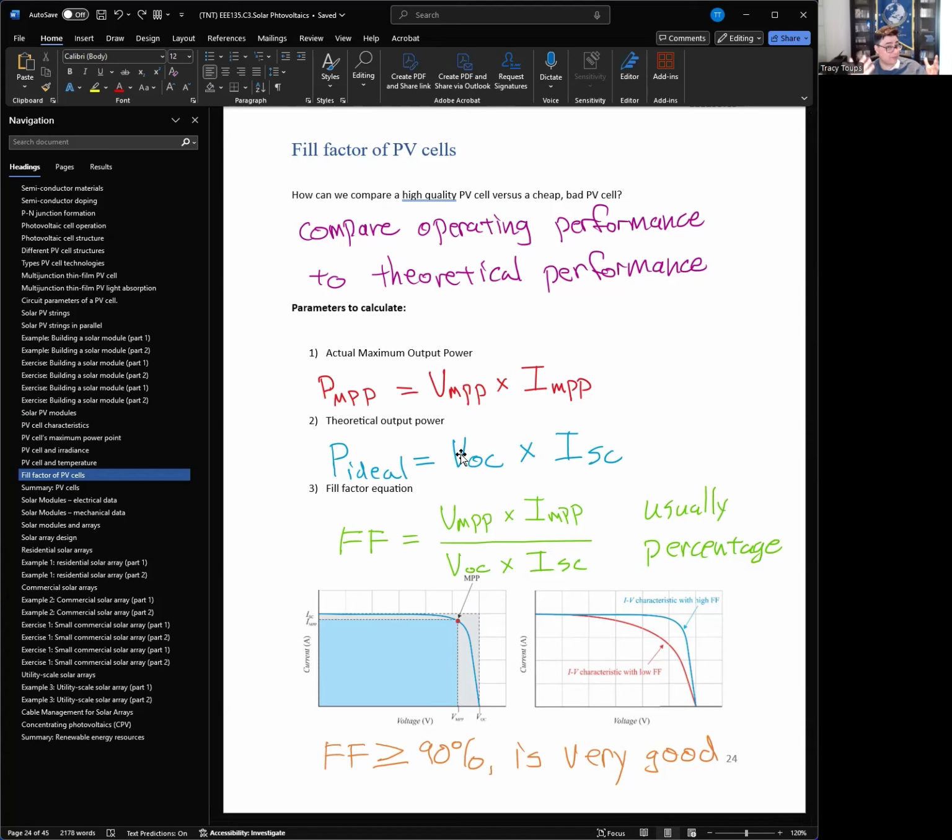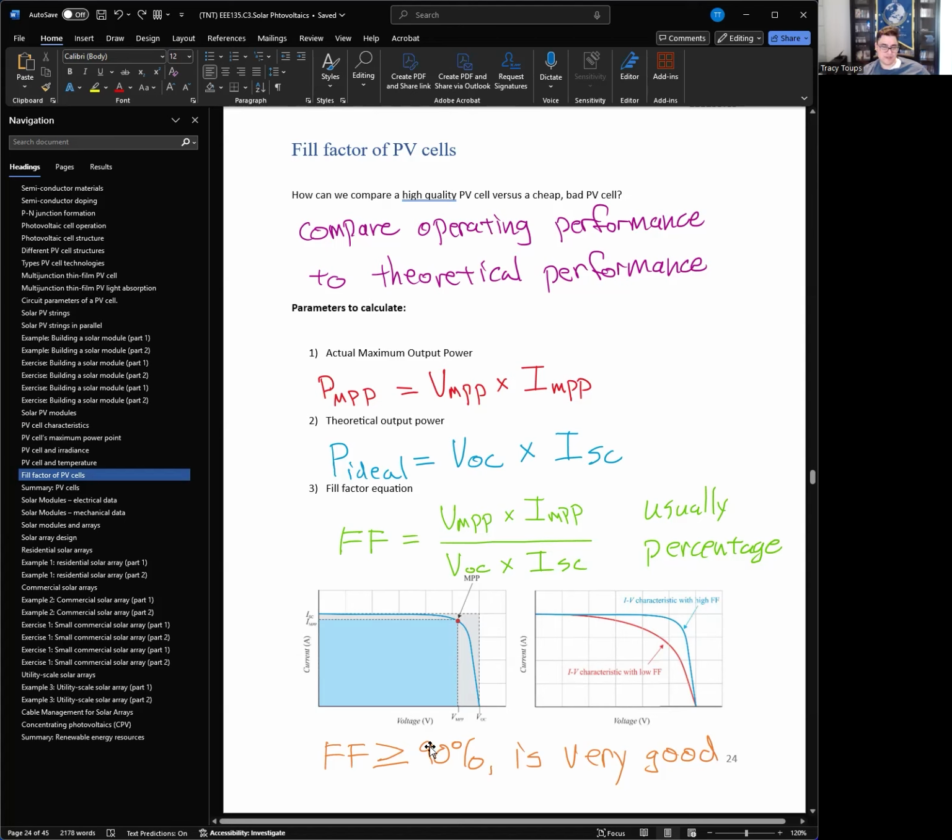That'll never happen in real life, but that's the bar we should always try to reach. The closer we can get to this ideal theoretical output power, the better off our device is going to be. So we can use a ratio factor called the fill factor, where you take the actual output divided by the ideal theoretical output. This is typically given as a percentage, and the closer we are to 100%, the better off we're going to be.